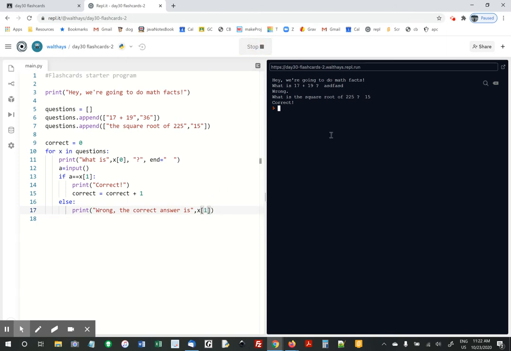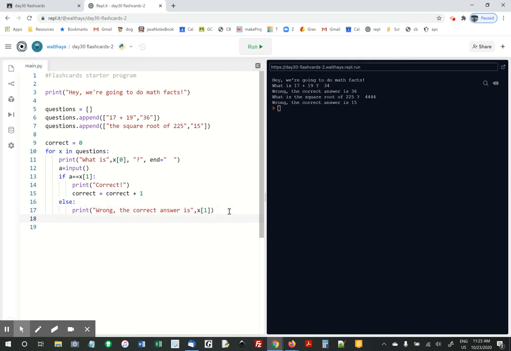So let's try this now. 17. What if I said, oh, I think it's 34? It says wrong. The correct answer is 36. What's the square root of 225? I can say 4. Wrong. The correct answer is 15.